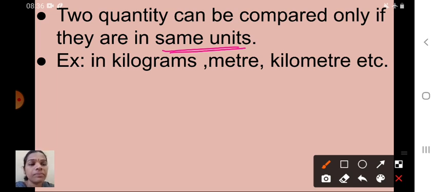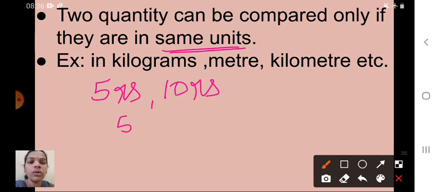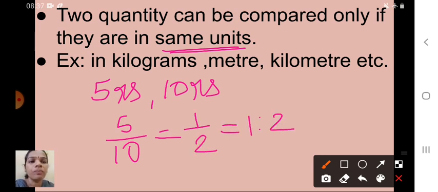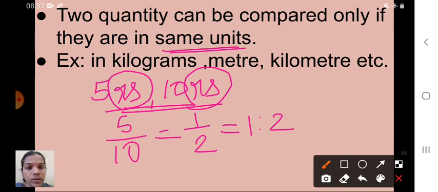Okay. For example, say here children 5 rupees and 10 rupees. We have to find the ratio. How we have to find? Yes, 5 upon 10. That means 1 upon 2 or 1:2. So here given numbers are having that same unit. That means both are rupees. Then only we can find directly that ratio.